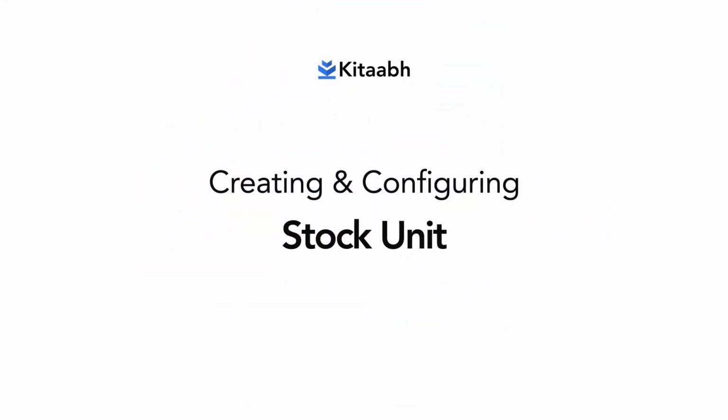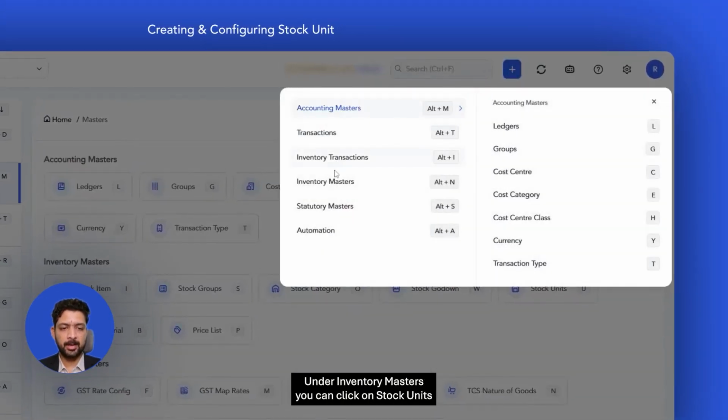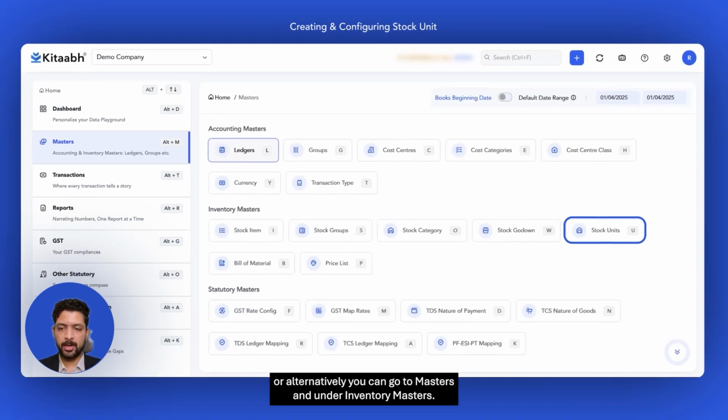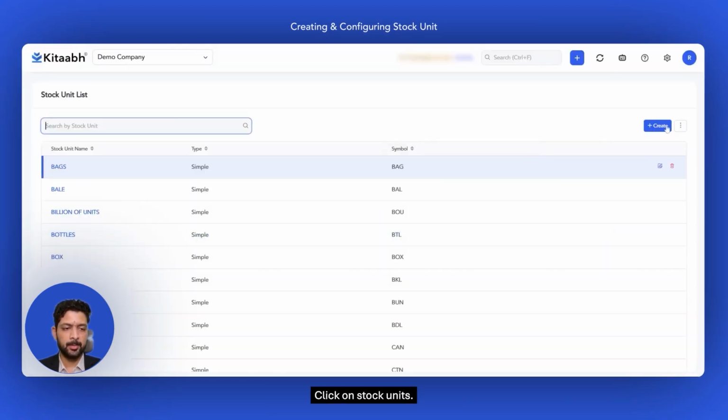Hi, let's look at how to create a stock unit in Kitaabh. You can click on the plus icon here and under Inventory Masters, you can click on Stock Unit, or alternatively, you can go to Masters and under Inventory Masters, click on Stock Units.